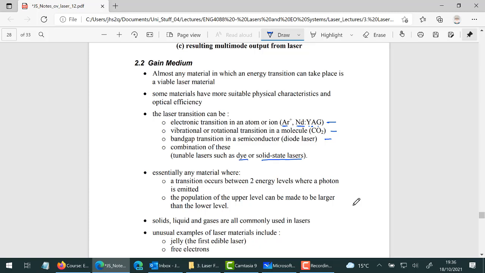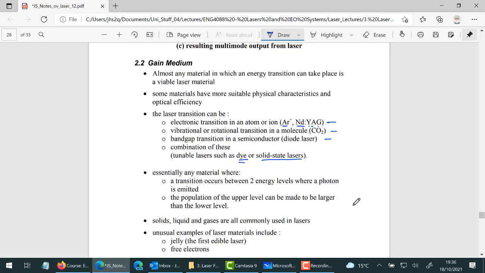Dye lasers are just some sort of dye compound. For example, something like rhodamine 6G, and then it's dissolved in a solvent to make it a flowing liquid, and the liquid, as it flows, that's your laser material.